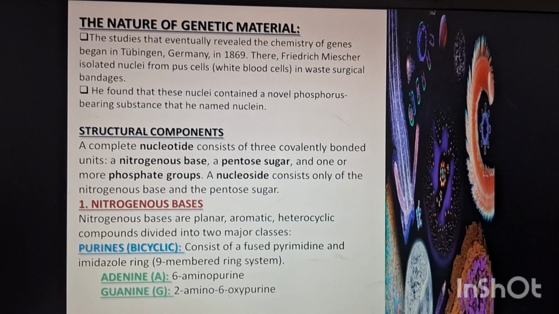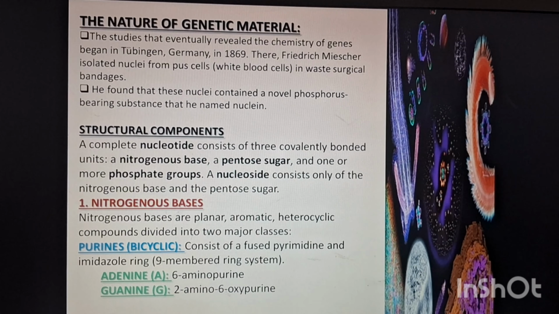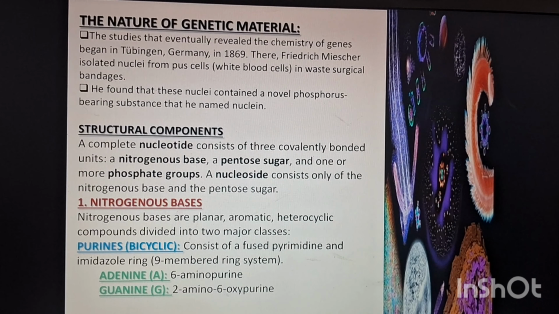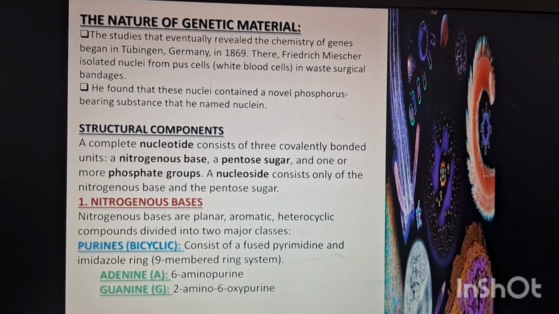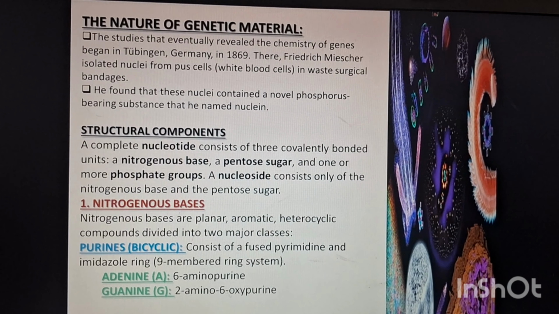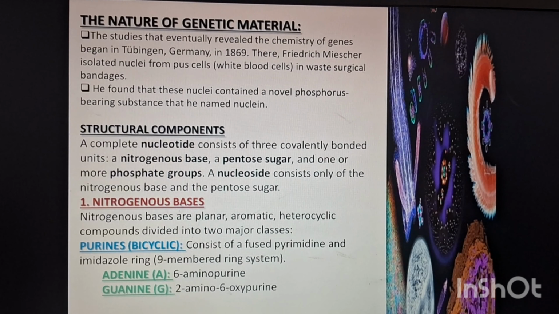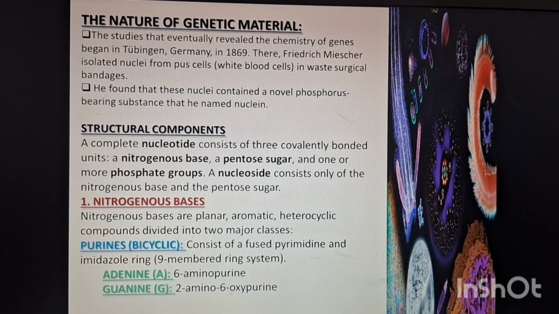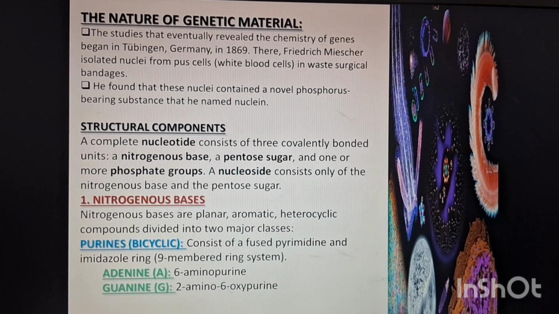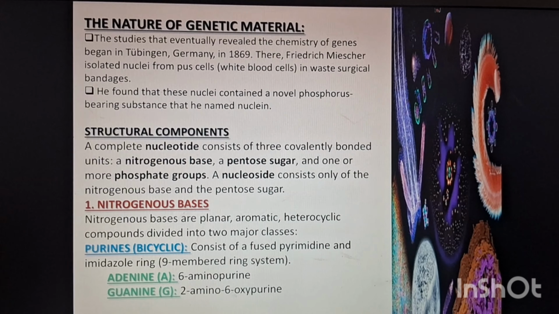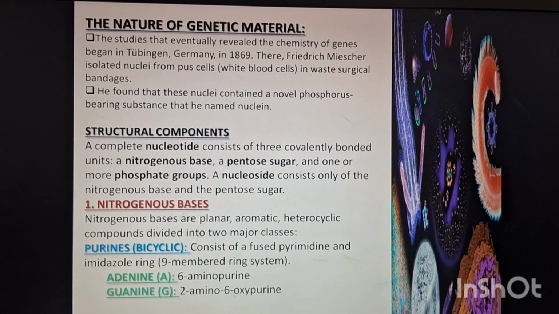Next, nitrogenous base. Nitrogenous bases are planar, aromatic, heterocyclic compounds divided into 2 major classes. First are the purines, which are bicyclic, consisting of a fused pyrimidine and imidazole ring, that is a 9-membered ring system. Examples of the purines are adenine, that is 6-aminopurine, and guanine, whose chemical name is 2-amino-6-oxypurine.